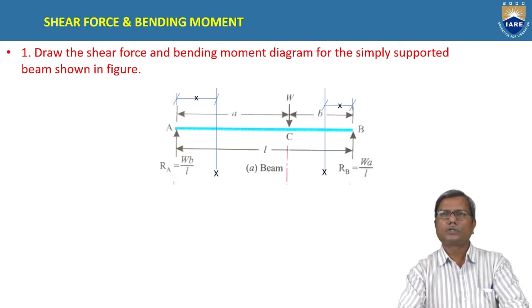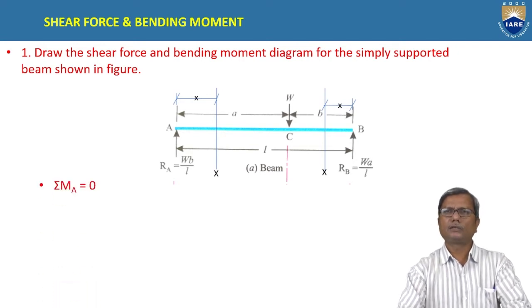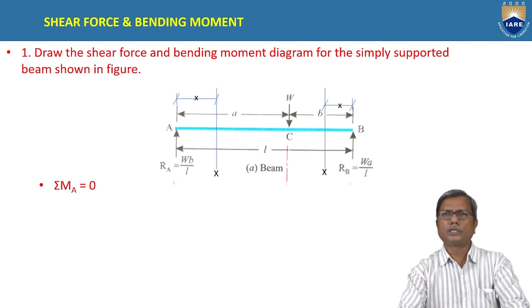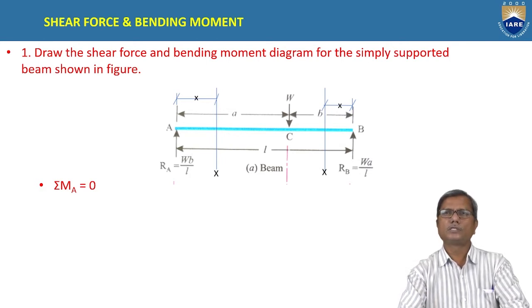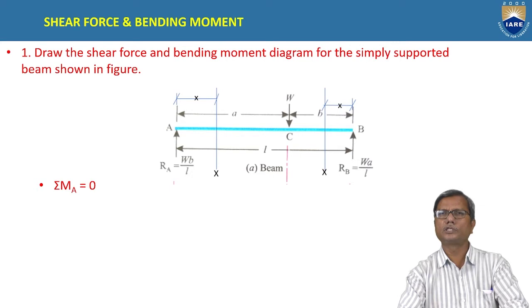To draw the bending moment diagram for a simply supported beam, the very first step is to find the reactions at the supports. The reactions at the supports are calculated by applying the static equilibrium condition sigma M equal to 0. We can take the moments either about support point A or support point B, so that one of the unknown reactions is eliminated from the equations. Here we have considered the moments about A, and the sum of moments about A is equated to 0 for equilibrium. The algebraic sum of all the moments about A must be 0.